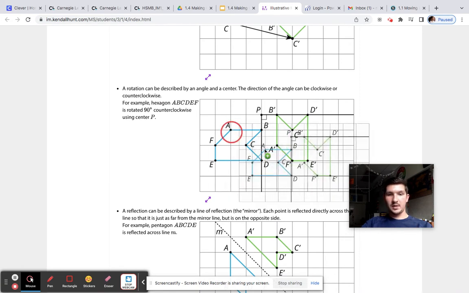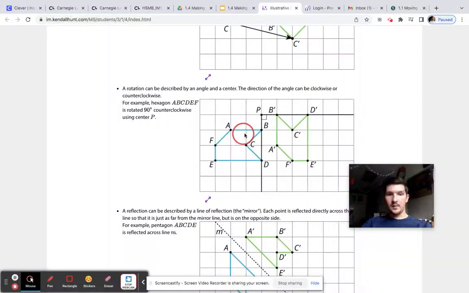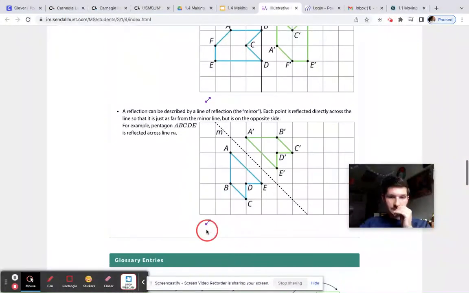Now, if we're going from here to here, it looks like we're doing 90 degrees counterclockwise, okay? Or, yep, 90 degrees counterclockwise. Actually, it looks like it's going 90 degrees clockwise. But we could go counterclockwise as well if we wanted to. It's just going to still be 90 degrees, which is nice for us.